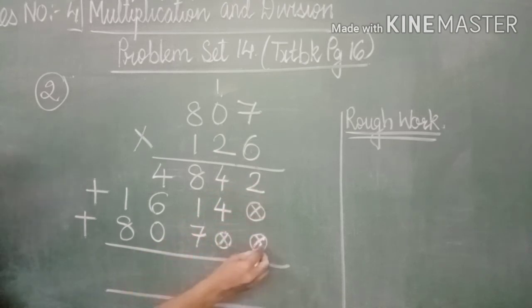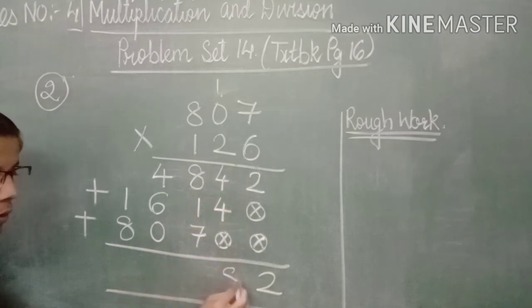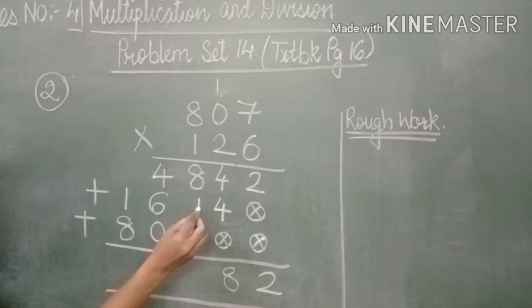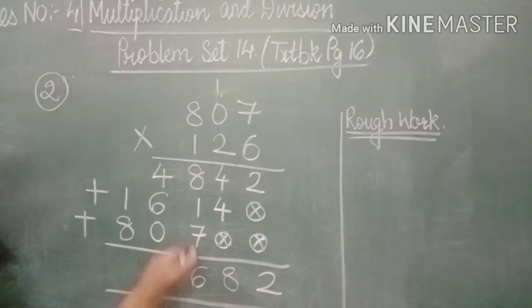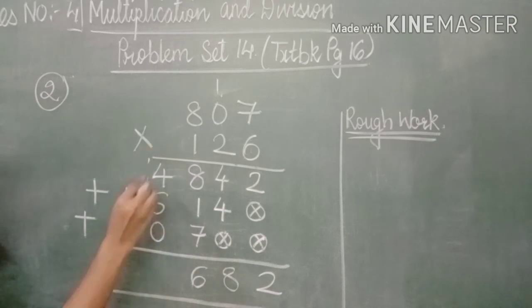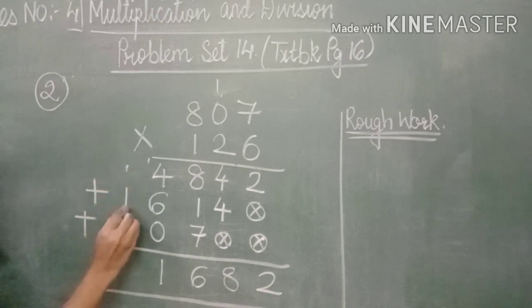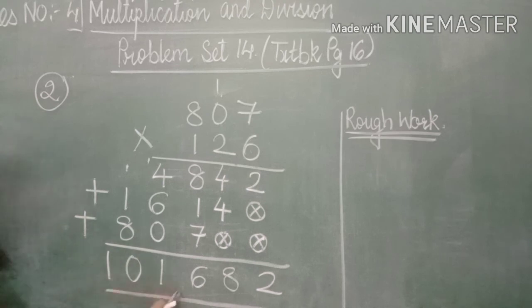2, 0 plus 0 becomes 2. 4 plus 4 plus 0 becomes 8. 8 plus 1 becomes 9. 9 plus 7 becomes 16. So 6 will be written here, 1 will be carried up. 4 plus 6 becomes 10. 10 plus 1 becomes 11. 1 carried up. 8 plus 1 becomes 9. 9 plus 1 becomes 10. So your answer will be 10,16,082.